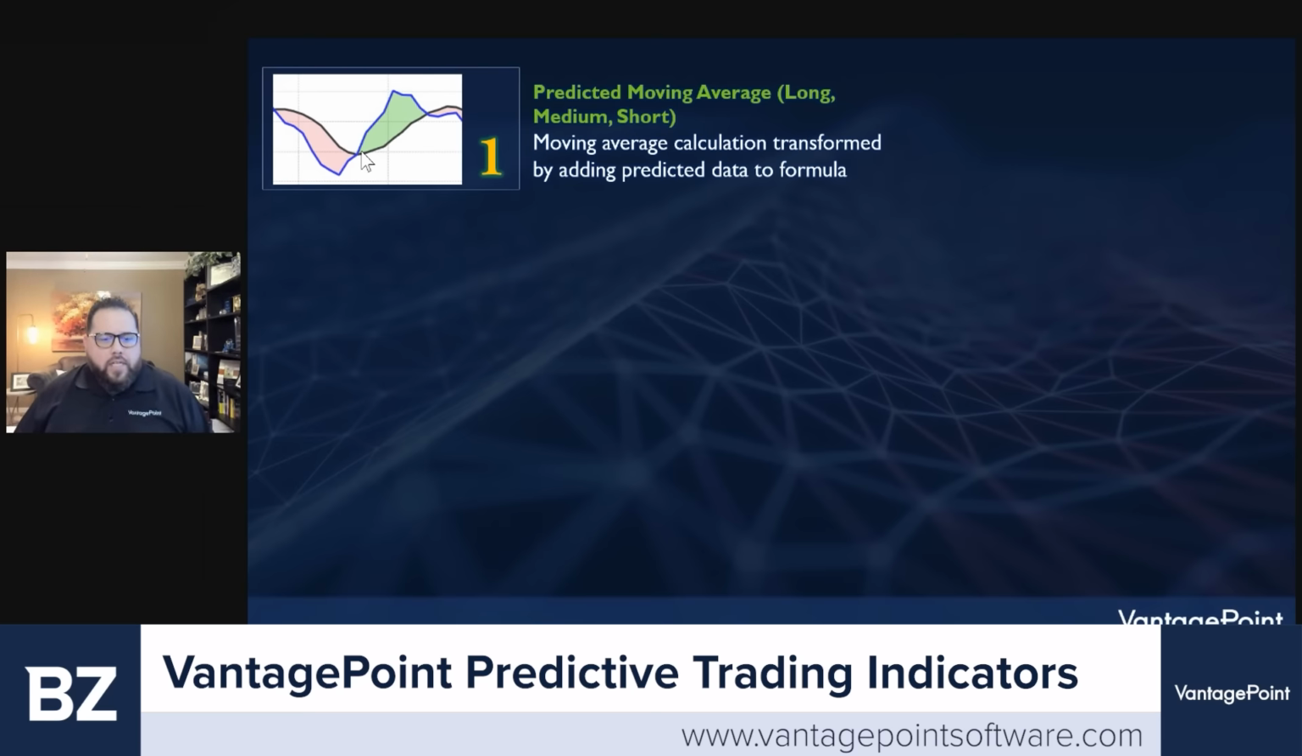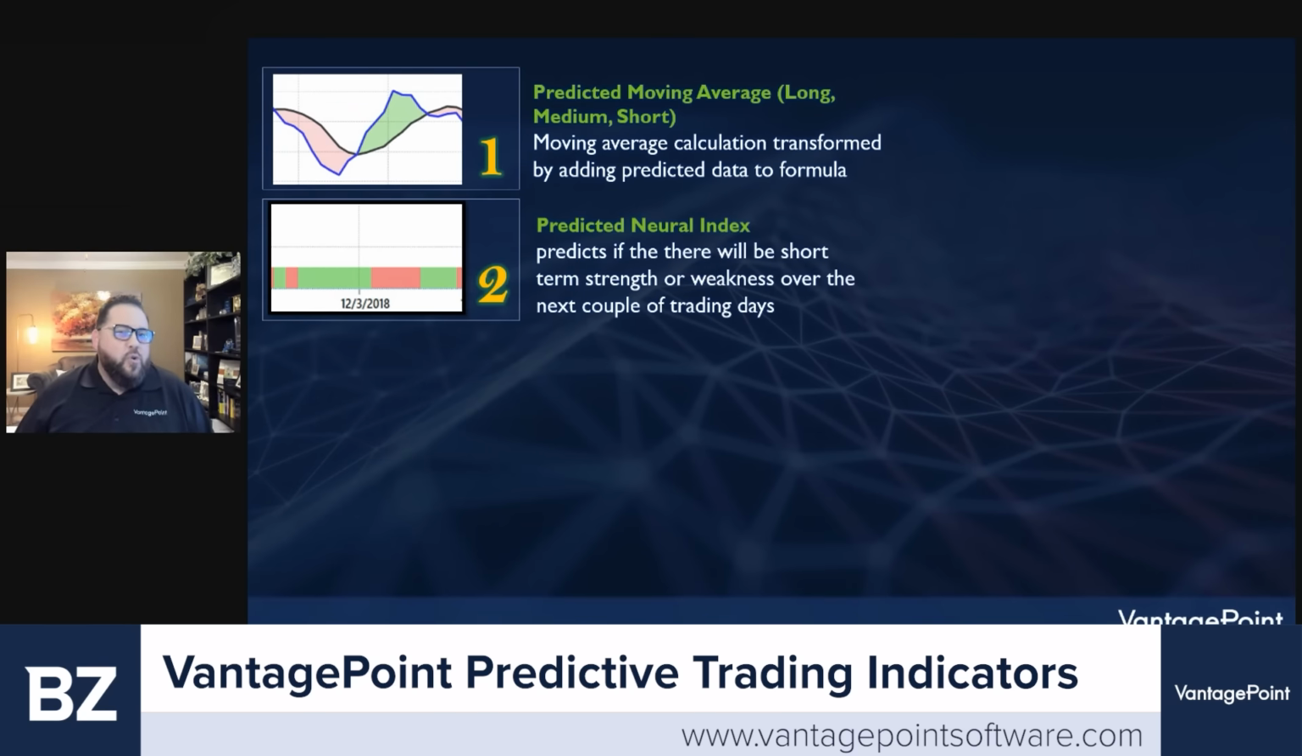But we also have an indicator, if you look at the screen right now, called a predicted neural index. When I say predicted neural index, what I'm saying is the neural index in Vantagepoint, the artificial intelligence has figured out from a strength standpoint whether that asset is expected to gain in strength or lose some strength. And it's represented with this green bar. When the bar is green, that's short-term strength over the next 2 days. When the bar is red, that's short-term weakness over the next 2 days.